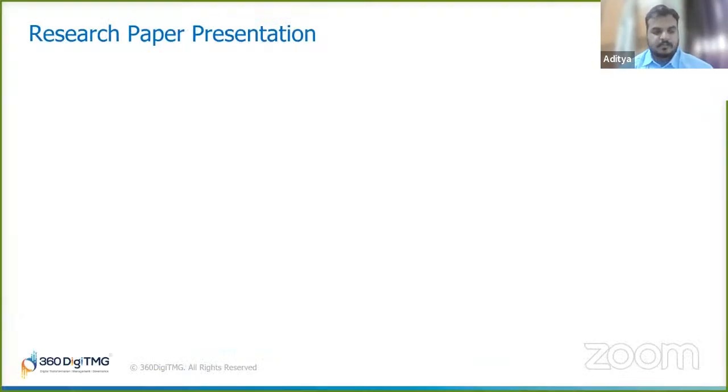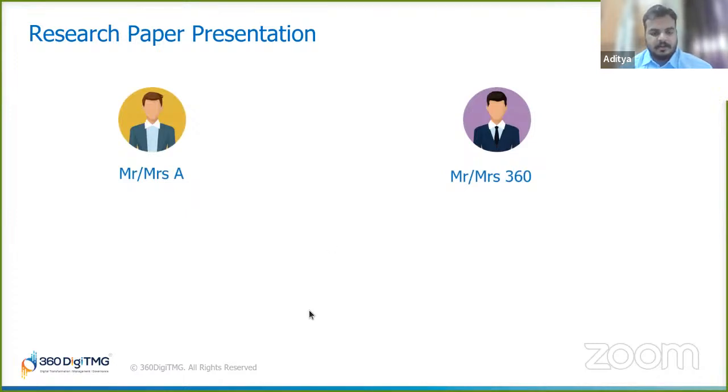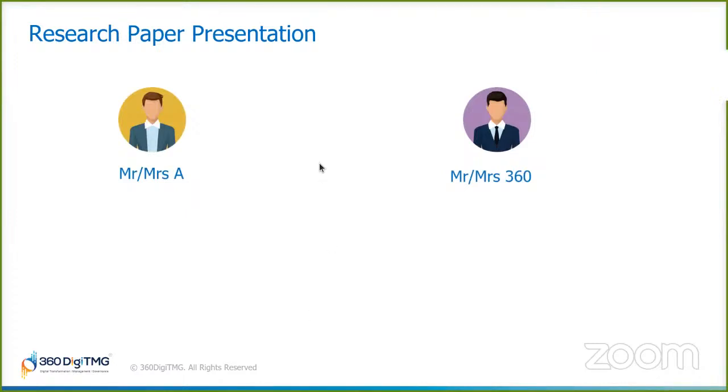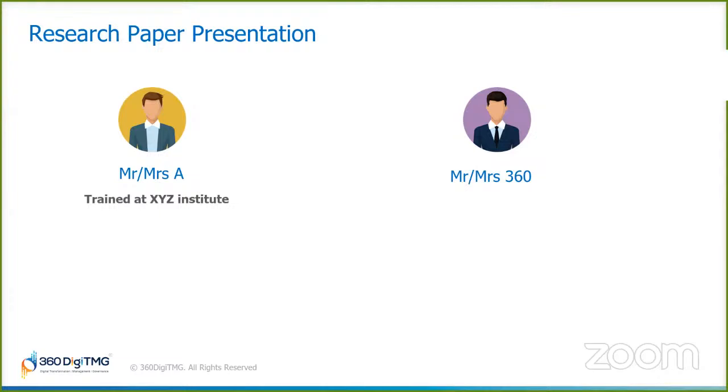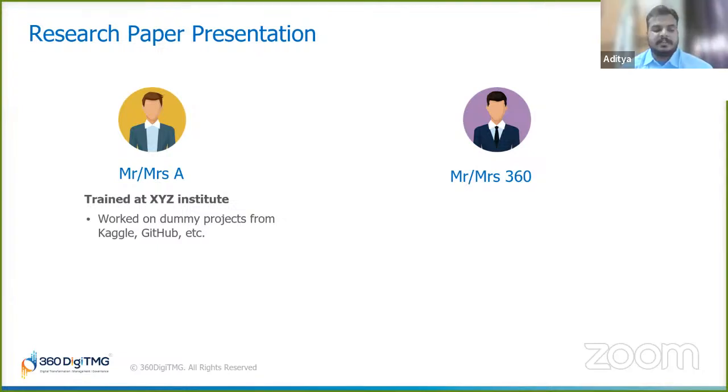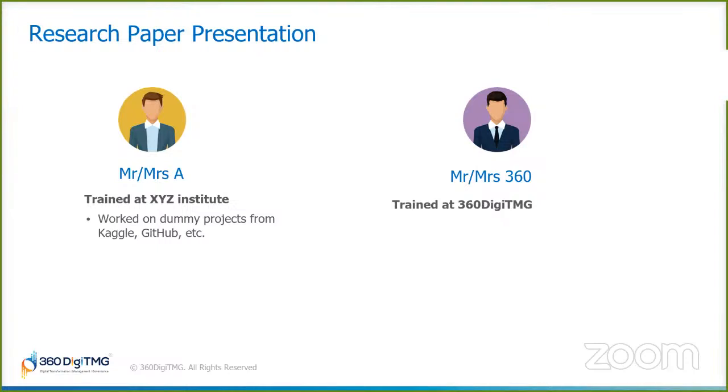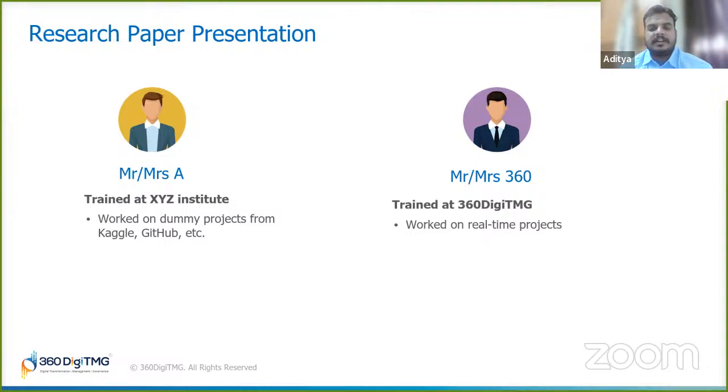So, before we get started, I would like to discuss something. We have two candidates for a job: Mr. and Mrs. A, and Mr. and Mrs. 360. Mr. and Mrs. A have been trained at XYZ Institute. They have worked on dummy projects from Kaggle, GitHub, etc. Mr. and Mrs. 360 have trained at 360DigiTMG. They have worked on real time projects.